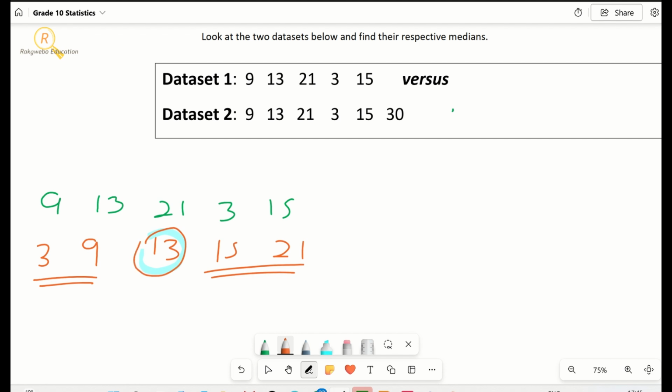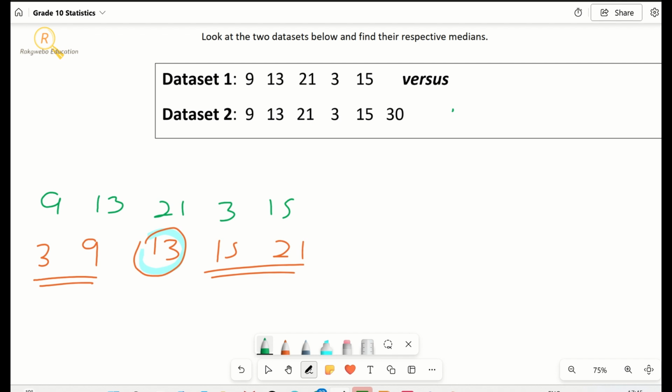There's something I want to draw your attention to. Can you tell me the number of values in this data set quickly? In data set 1, the one I have there. The number of values there. It's 5 values. Agreed? Yes, it's 5 values.